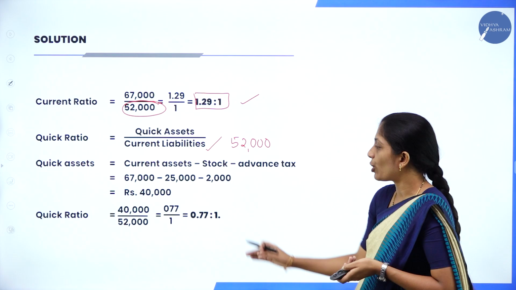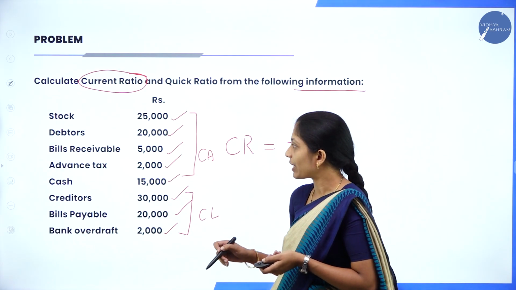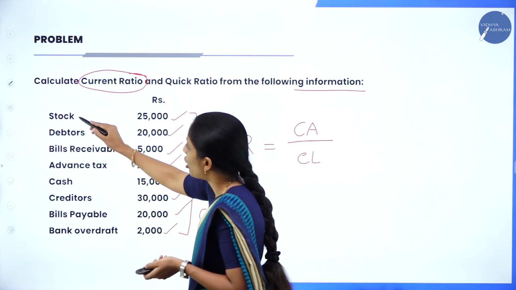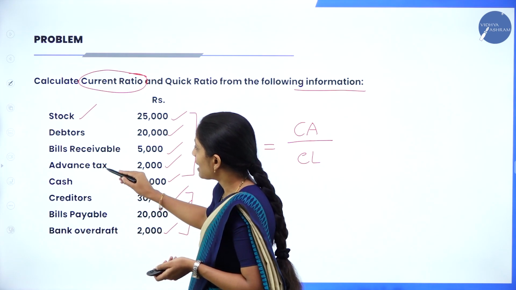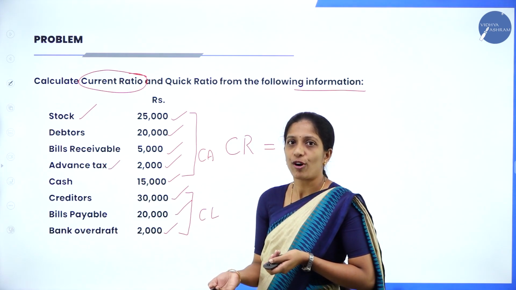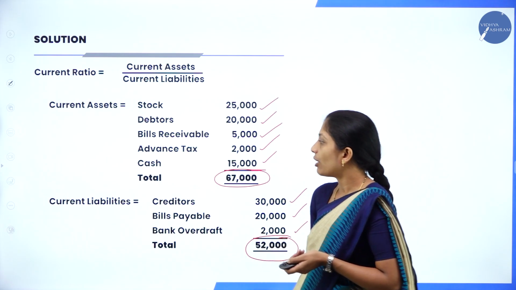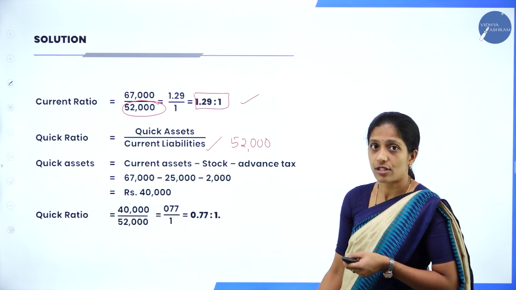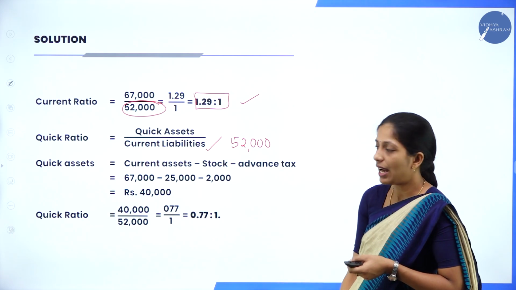But in this question, what do you have? If you see the question, we know the total of current assets, minus stock. So we have to deduct stock, that is inventories, minus advance tax. They have not given prepaid expenses, so no need to bother. Just deduct what they have given. So your formula is quick assets is equal to current assets minus stock minus advance tax.